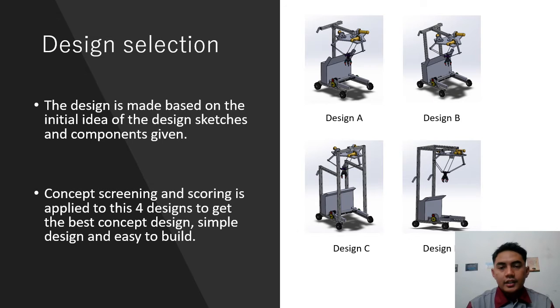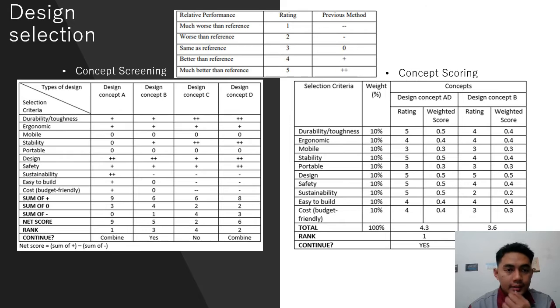Firstly, I do the design selection. I have made four designs based on the initial ideas of design sketches and component given. This concept screening and scoring, I have applied to these four designs to get the simple design and easy to build. This is the design selection. I have done the concept screening and concept scoring.